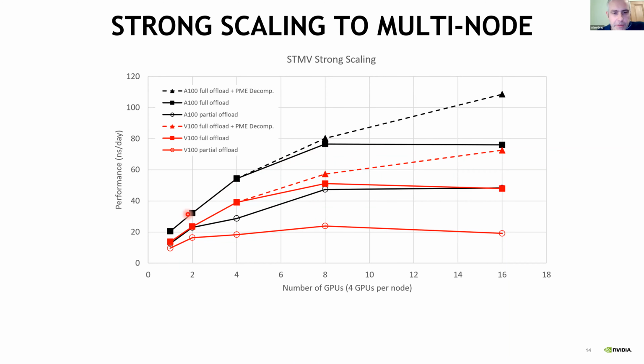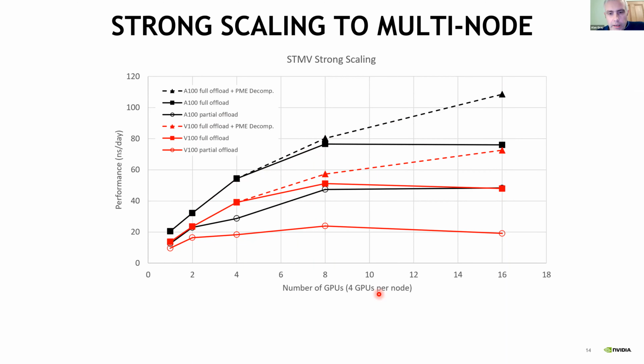But when we move to the PME decomposition, which is the dotted line with black triangles, then we get past that limitation and we're able to decompose the PME as well as the other parts of the calculation and continue to scale this up. We're getting above 100 nanoseconds per day, going up to 16 GPUs, which is 4 compute nodes.